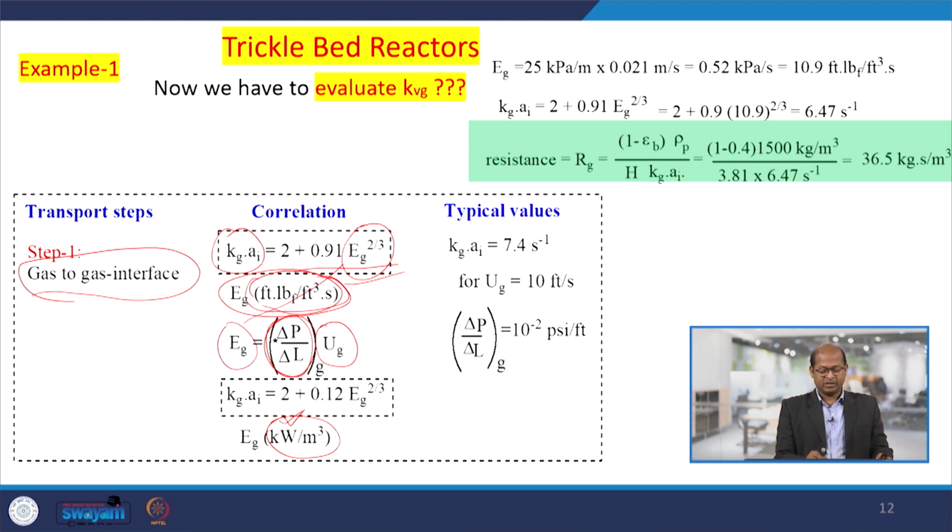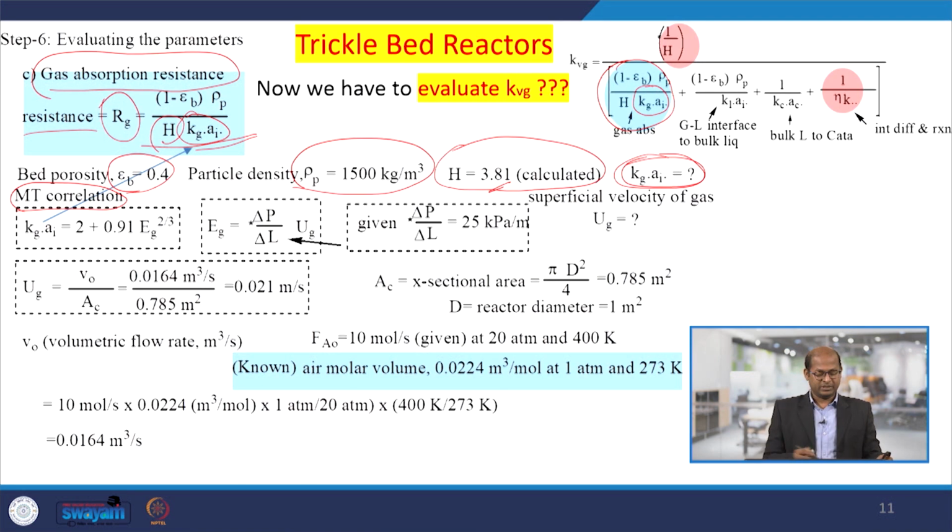Then that Eg value we can substitute here, then the Kg Ai value we can find out. So, here for our systems this is the correlation. The Kg Ai value we have to find out. For our system, delta P by delta L is given as 25 kilopascal per meter. So, the pressure drop, delta P by delta L, is 25 kilopascal per meter. We can substitute that in these equations, and the Ug value we can find out.